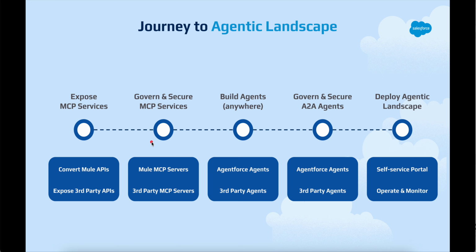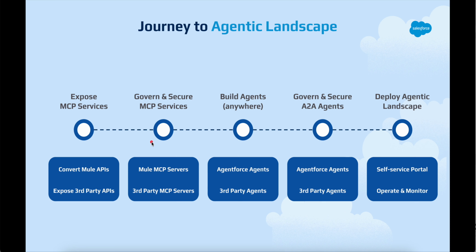Second, once this is done, you can govern and secure the MCP service. Here, applying policies is important, making sure that agents have to authorize in order to use those tools. This is something you can do with the govern and secure part. Then your architecture is agent ready, because you have exposed and secured MCP tooling through MuleSoft. The next step would be to build agents, and that's something you can do anywhere.